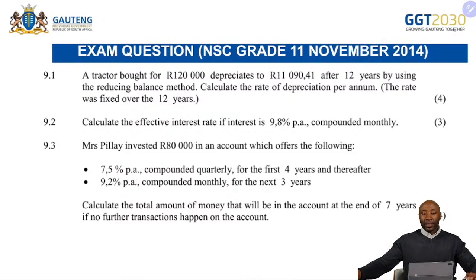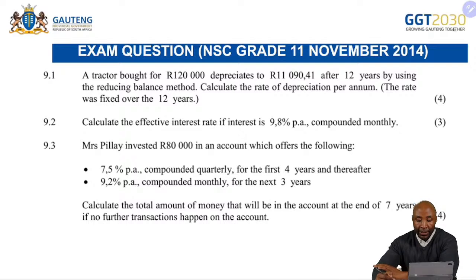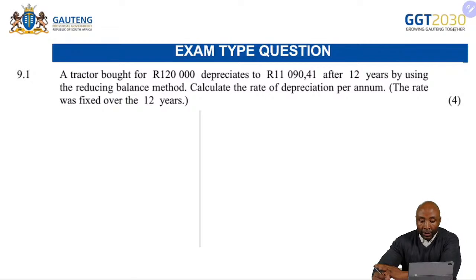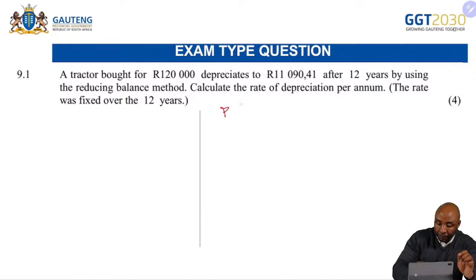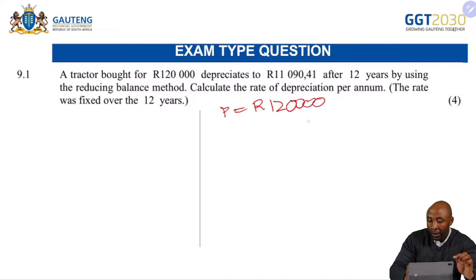Right, welcome back. I hope you enjoyed answering this one. The first part: we have a tractor bought for 120,000 that depreciates to 11,000. So here our P is 120,000. Our A is going to be 11,090.41, and our n is going to be 12.